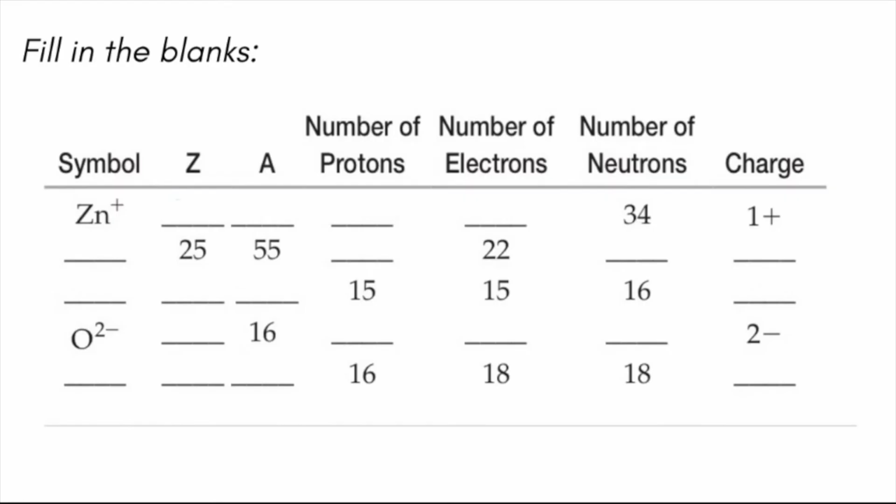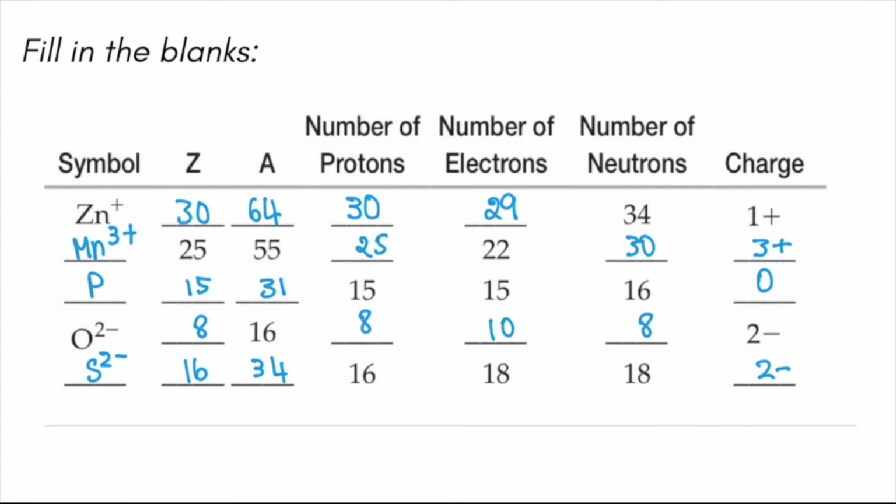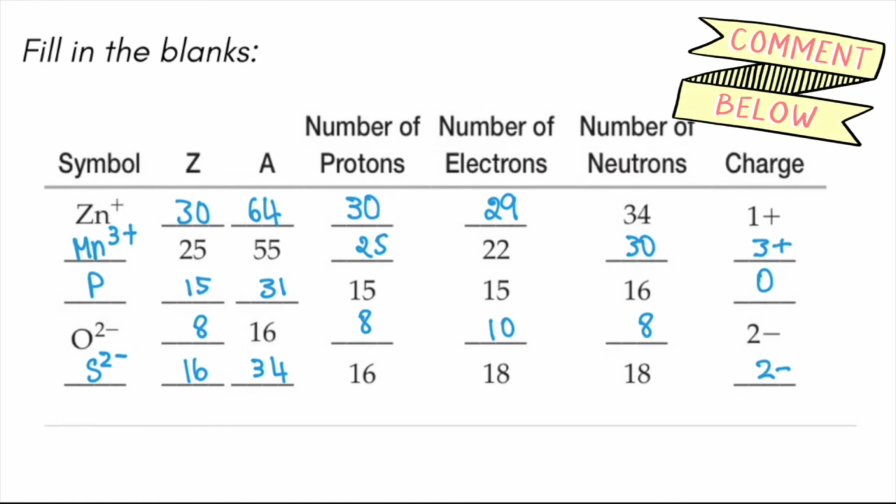So try this example yourself and then we can compare the answer at the end. Remember, Z is atomic number and A is mass number. Okay, so this is what I got and I hope you got the same thing. If you have any questions, just leave a comment and then I'll get back to you.